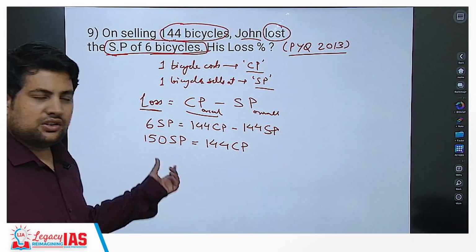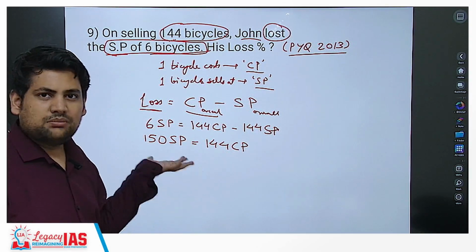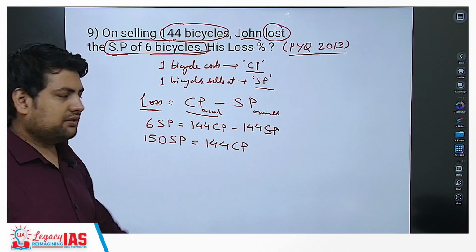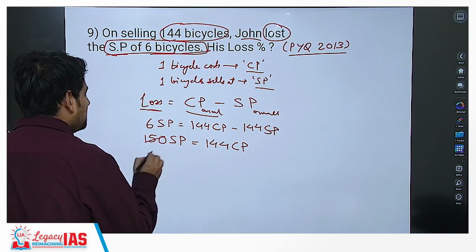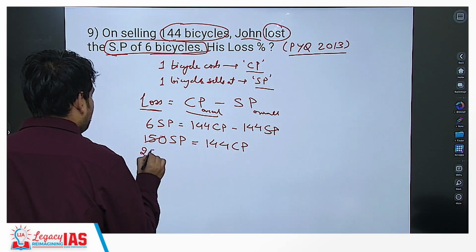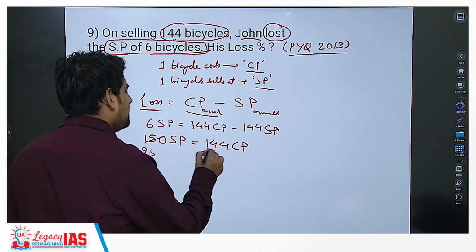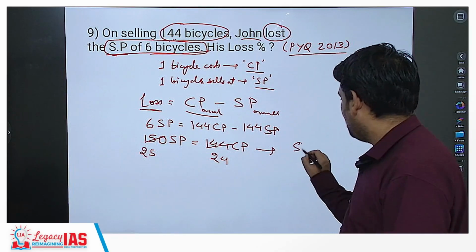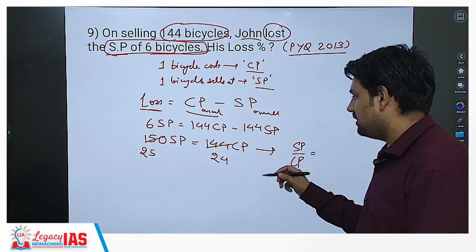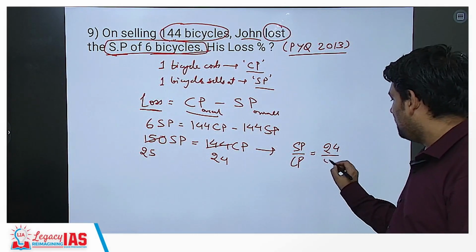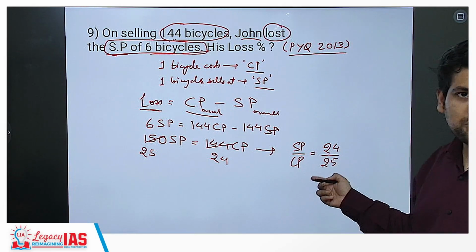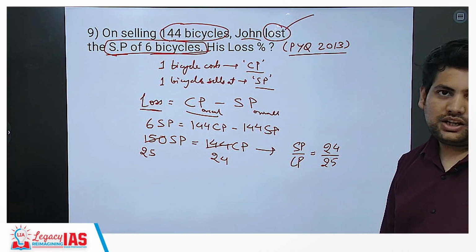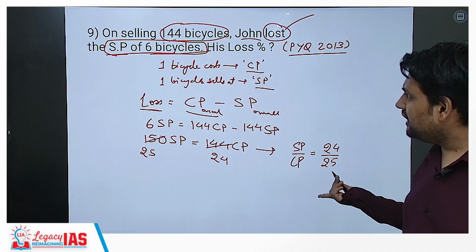How many times will this go? The difference between them is 6. Maybe it is divisible by 6. Is it? Yes. You know 25 into 6 is 150. So just divide it by 6. How many times will this go? This will go 25 times with 6, and this will obviously go 1 time less, that is 24. So from here you can get SP by CP is equal to 24 by 25. Clearly SP came out to be less than CP, as it should have. Why? Because John was losing money. Correct? So this comes out to be 24 by 25.